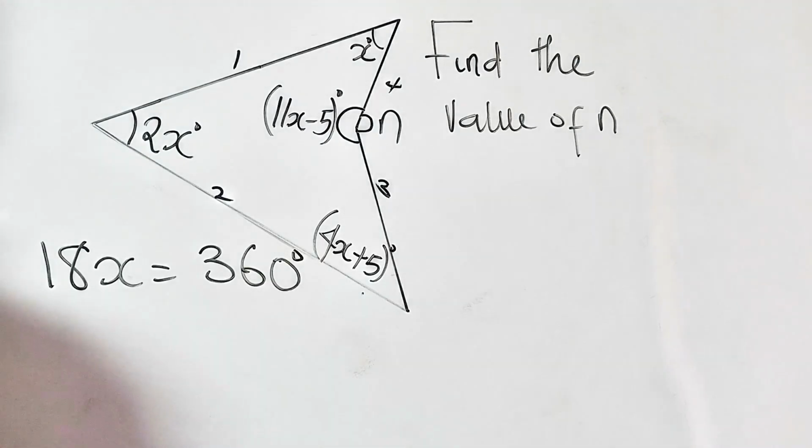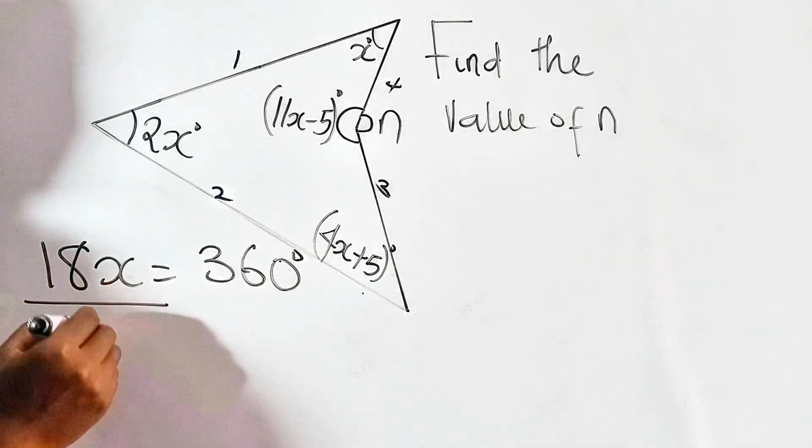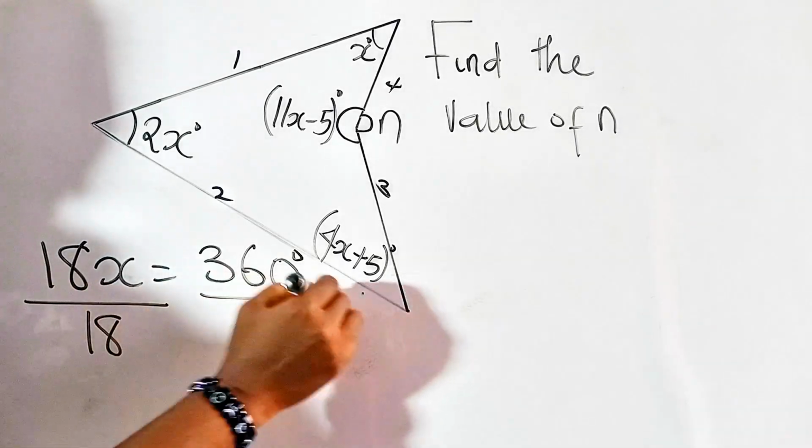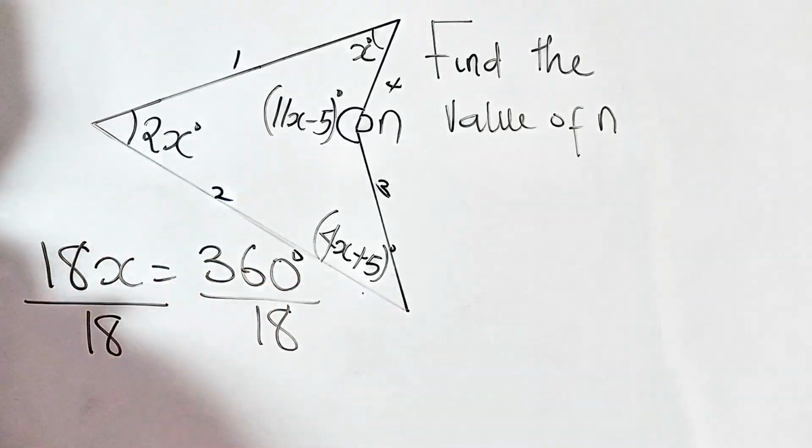So at this point, in order for me to have a value for x, I'm going to divide both sides of the equation by 18. So I divide the left hand side by 18. I divide the right hand side by 18.